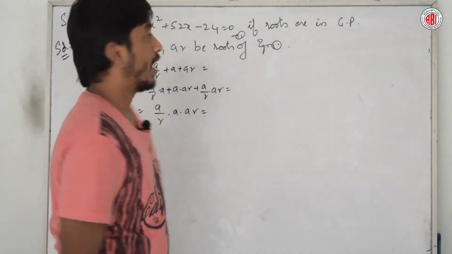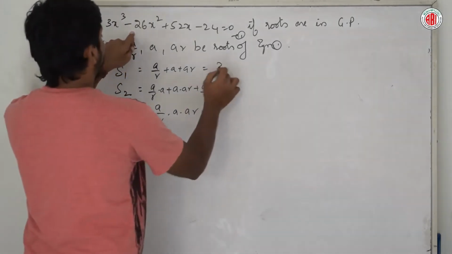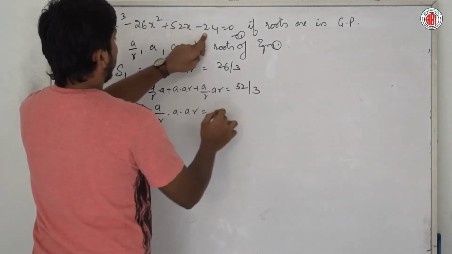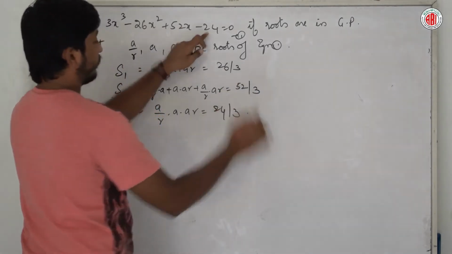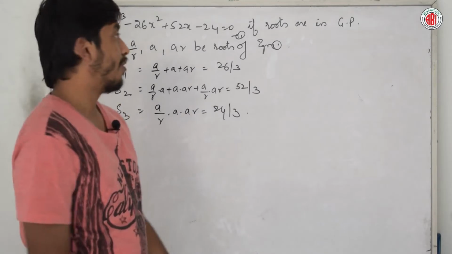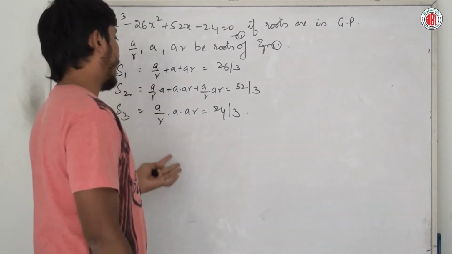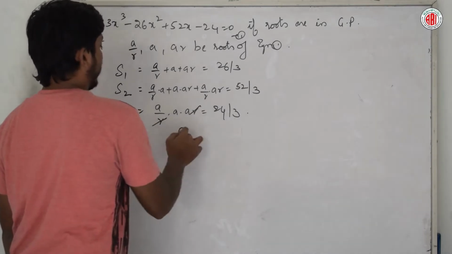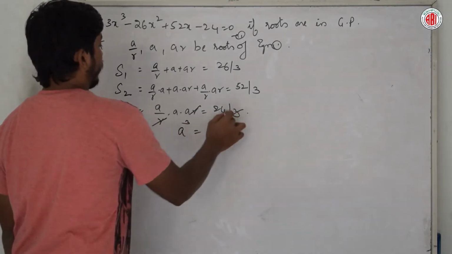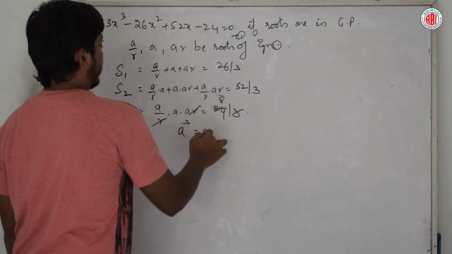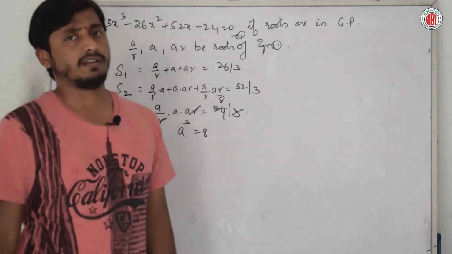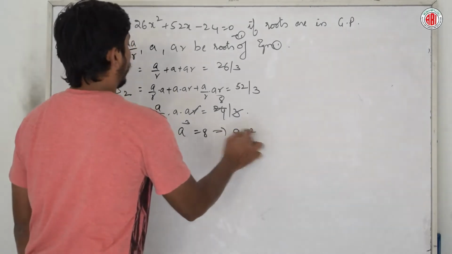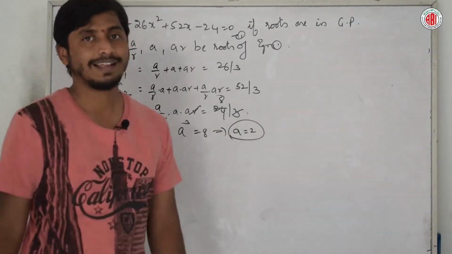Is it right? Now just tell me, here it is 26 by 3, here it is 52 by 3 and here it is 24 by 3. Okay, now we have to take one of the parameters here. Now let us see this. R R will get cancelled. I will get A cube is equal to 24 by 3, 8s are 24. A cube is equal to 8. What about A? The value of A is 2. We got the answer? Yes.